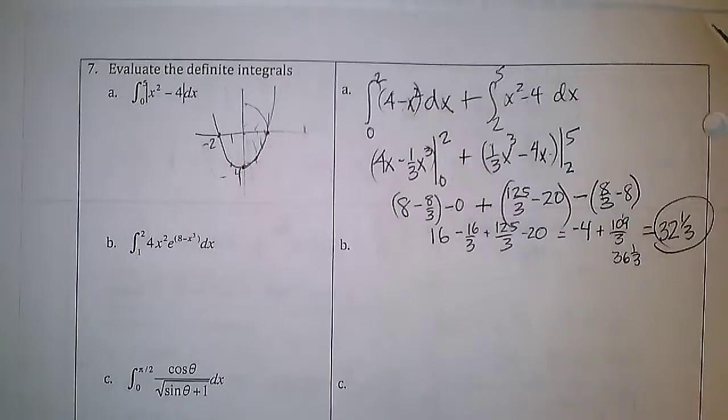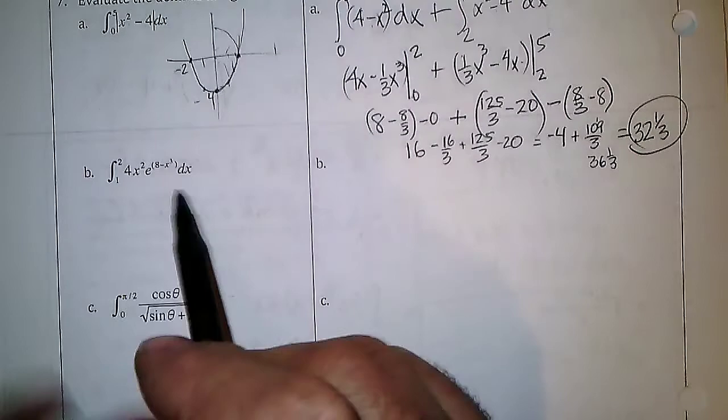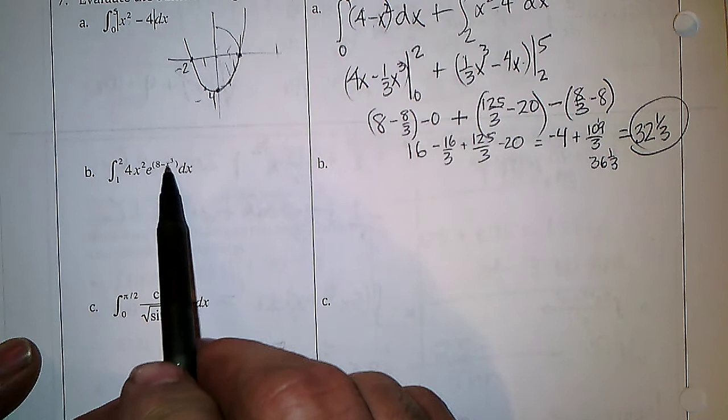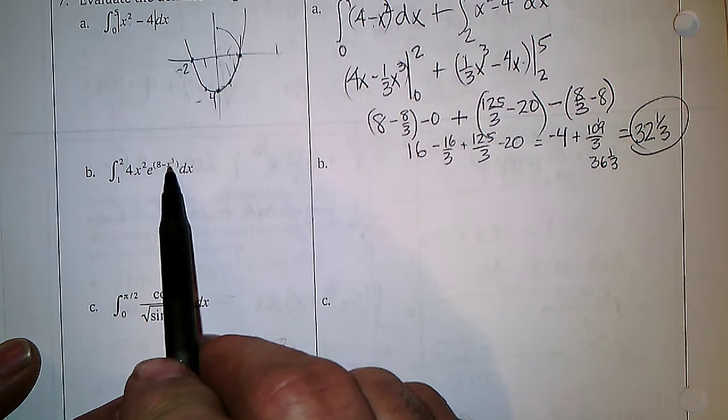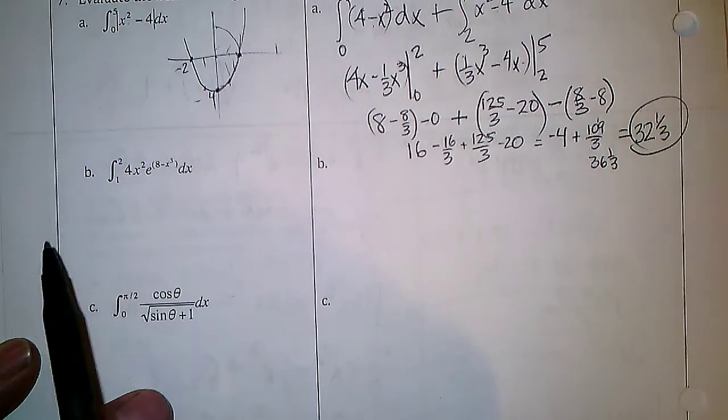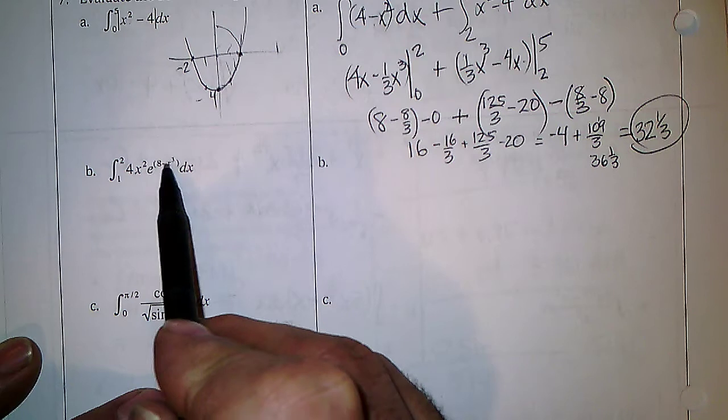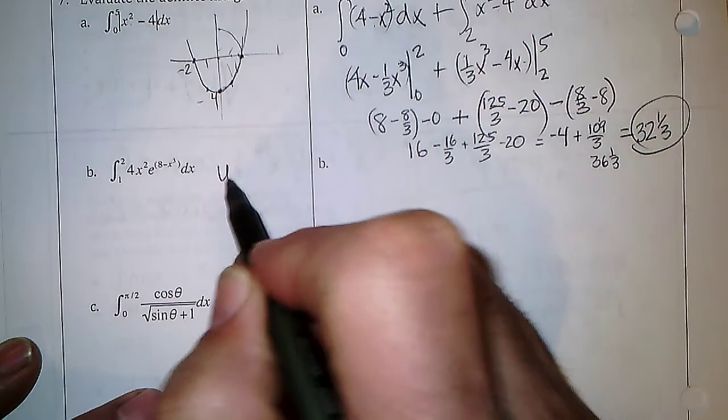Okay. B. Okay, well, looks like the derivative of x to the third is going to be an x squared, so I'm going to let u be 8 minus x to the third.